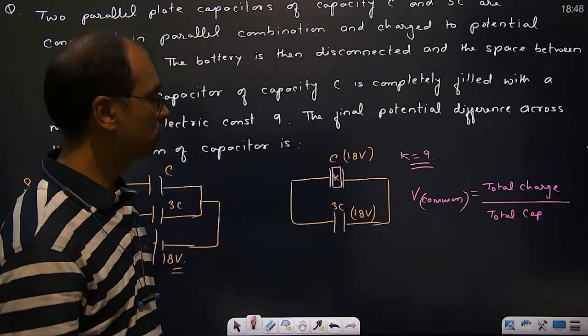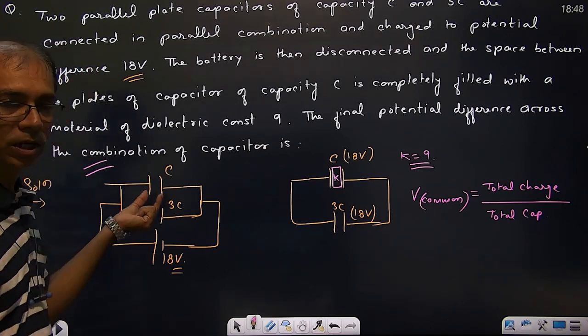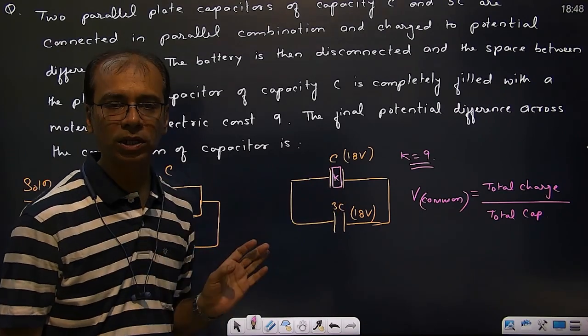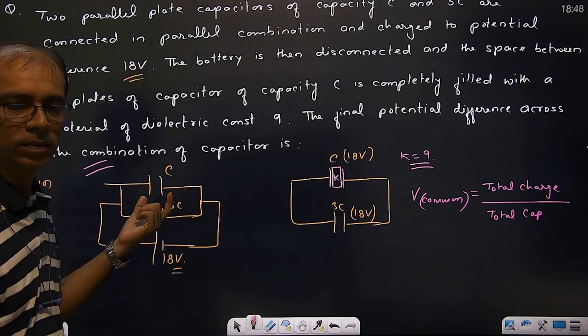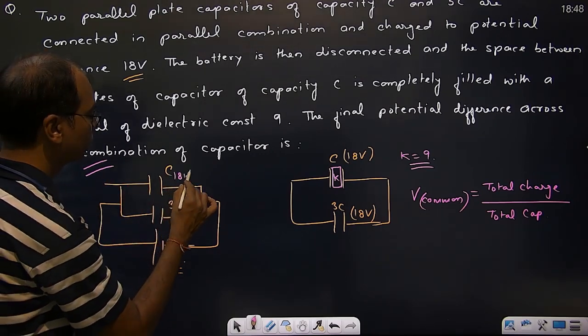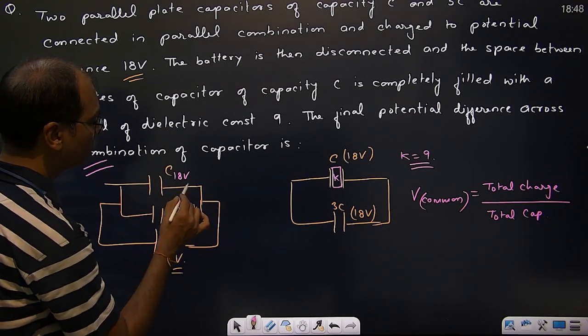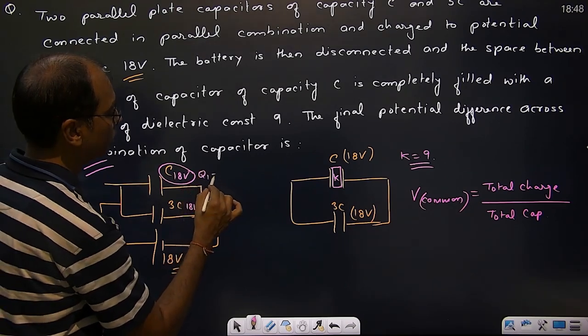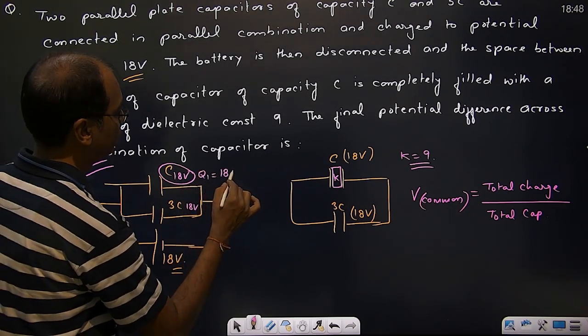Okay, now how much is total charge? Total charge means what charge is here. Because when you are inserting dielectric, you are not giving any charge. So whatever charge is here, same will be the charge here. So here also 18 volt is coming. Here also 18 volt is coming. So how much is charge on this one? Charge on this one we will say Q1.